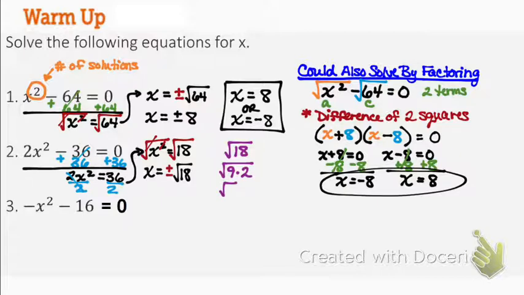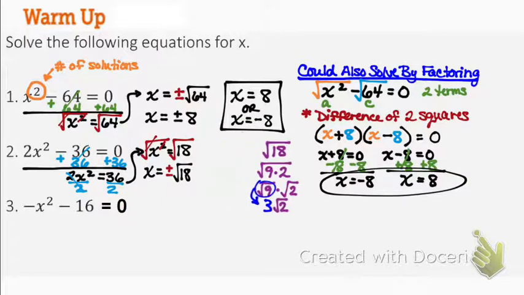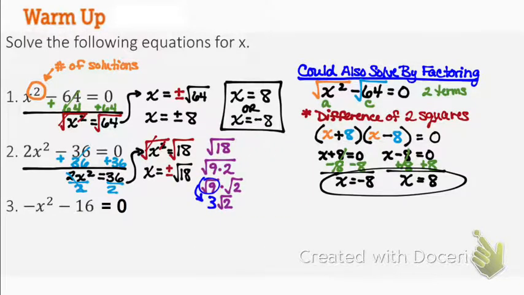Do we know what the square root of 9 is? Yes. Square root of 9 is 3. Do we know what the square root of 2 is? Is that a nice, pretty number? Then we just leave it as the square root of 2. So I have that x is plus or minus 3 square root of 2. I'm going to scoot that over a little bit, I think.